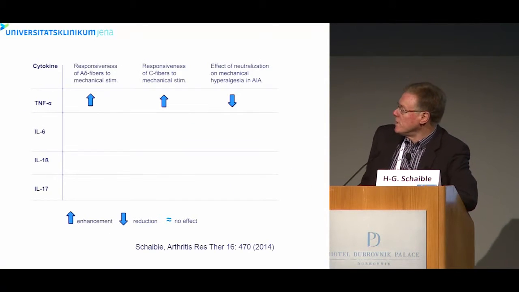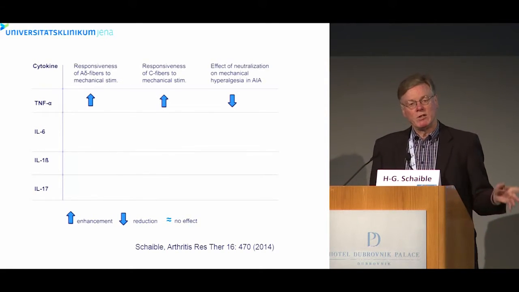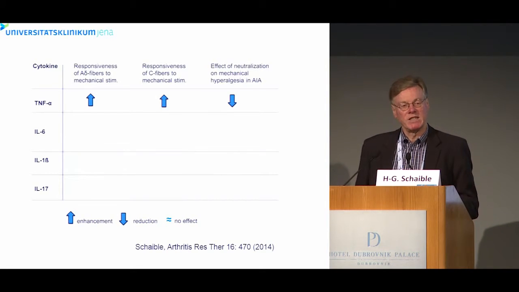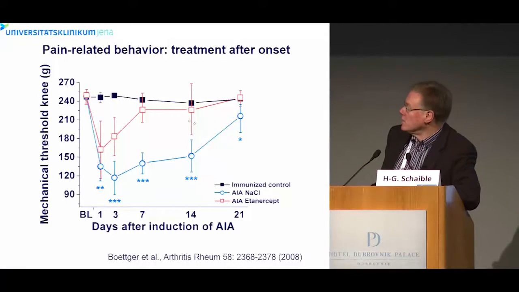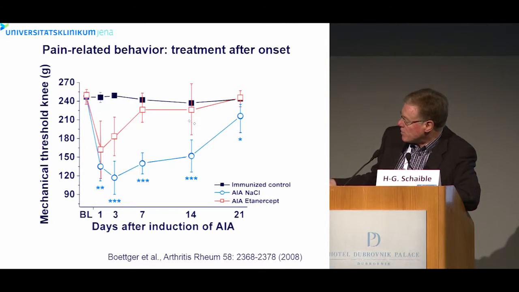So we have looked at several cytokines. I don't want to go into all the details. The TNF, for example, is interesting because it sensitizes the A-delta fibers as well as the C fibers. And on the other hand, if we neutralize TNF in an experimental model, we can reduce the mechanical hyperexcitability, even if the inflammation itself is not reduced at that time. I will show you in the next slide. This is our model which we use. This is antigen-induced arthritis. So if we have this model, we have hyperalgesia, which is shown here with the blue line, the reduction of the mechanical threshold at the knee joint, and slowly going up again.